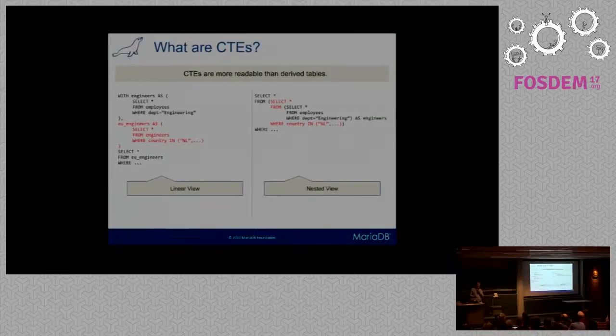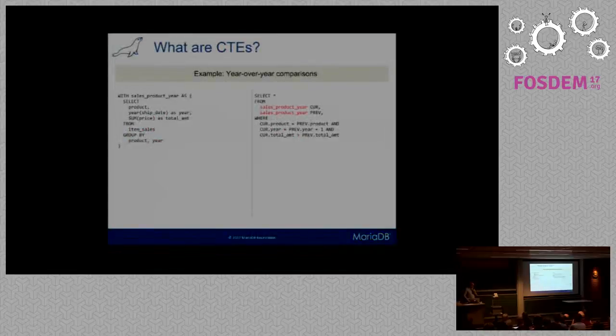However, with CTEs, we can define this one at a time. So here we first define engineers, and then we want to select all the engineers that are from Europe. So we define another table expression, EU engineers, which references the first table. You can see it here as engineers. This makes things a lot more maintainable, and I'm not sure if you have had the pleasure of working with 20 nested loops, but things get out of hand pretty quickly.